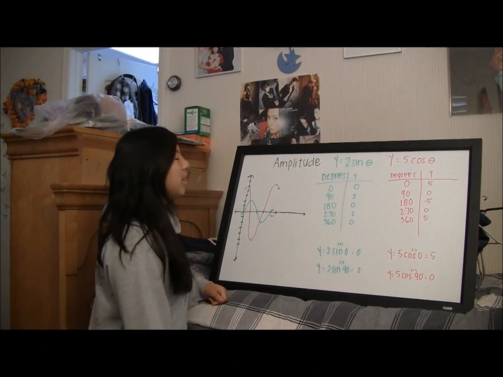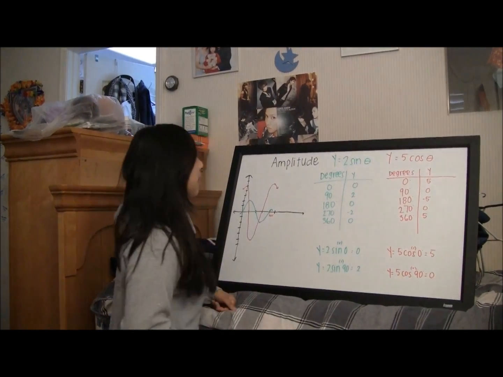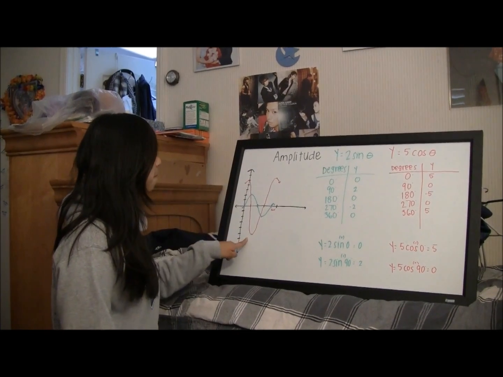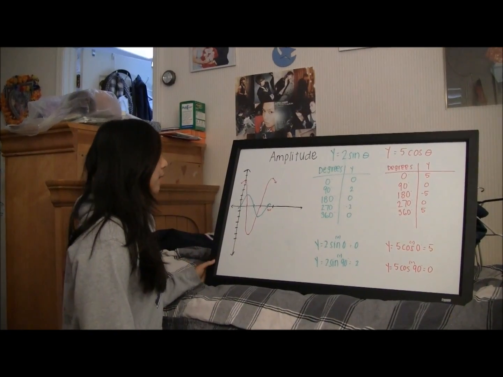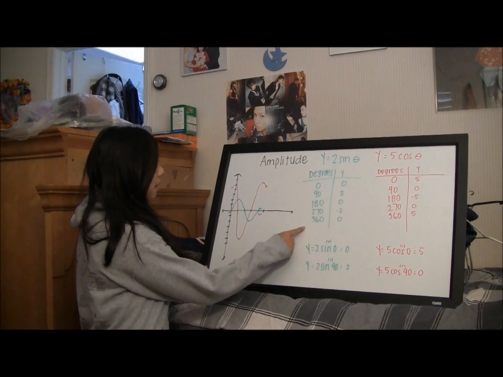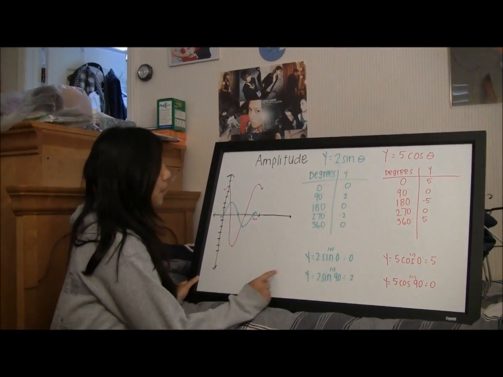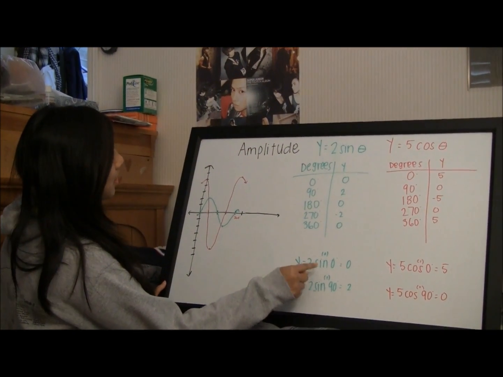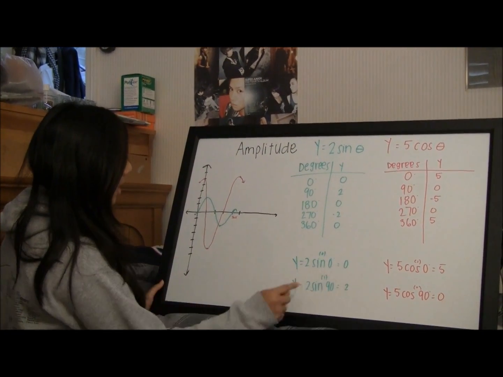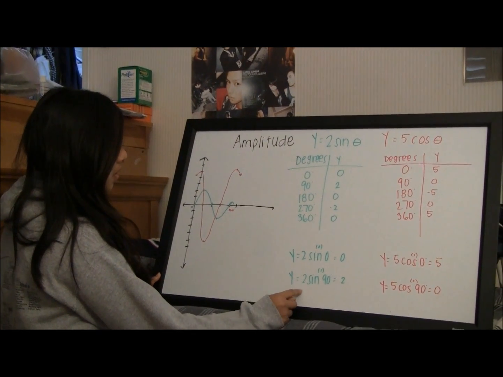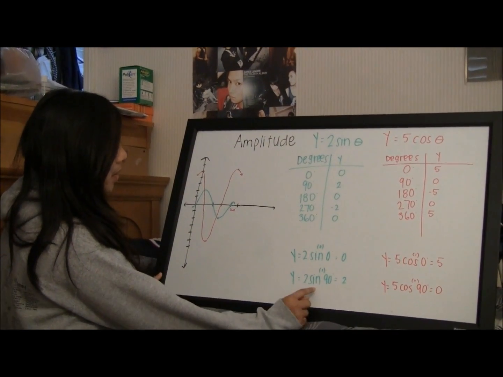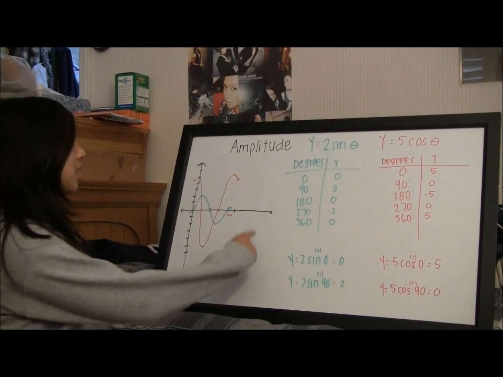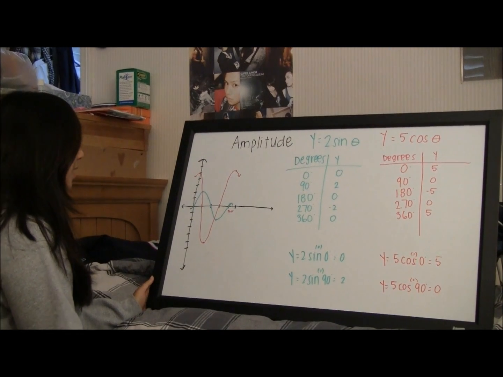When there's a coefficient in front of the sine or cosine, the amplitude is affected. The amplitude is the halfway point between the max and the min. First, we're going to look at the sine graph. The sine graph is in green, and first I made a table and plugged in the points. Y equals 2 sine 0 degrees equals 0, because sine 0 degrees is 0 times 2 is 0. And then for y equals 2 times sine 90 degrees equals 2, because sine 90 degrees is 1 times 2 is 2. And you just continue plugging in the points until you finish one cycle.